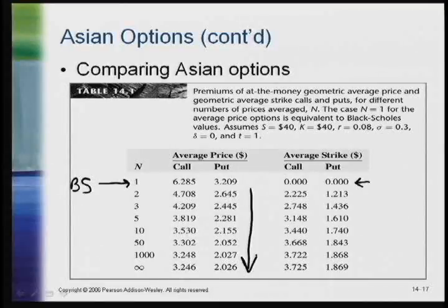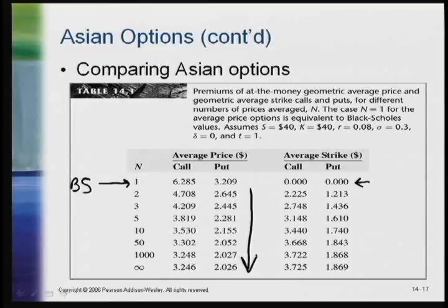Well, as we increase n, we are increasing the number of stock prices that go into the average, and therefore we're decreasing the volatility of the stock price that goes into the put and call formula. Namely, the volatility of the average stock price drops as n increases. And consequently, because price is positively correlated with sigma, the price also drops. So that's logical.